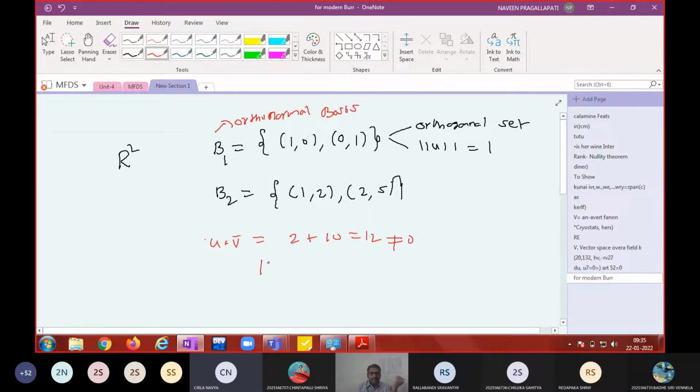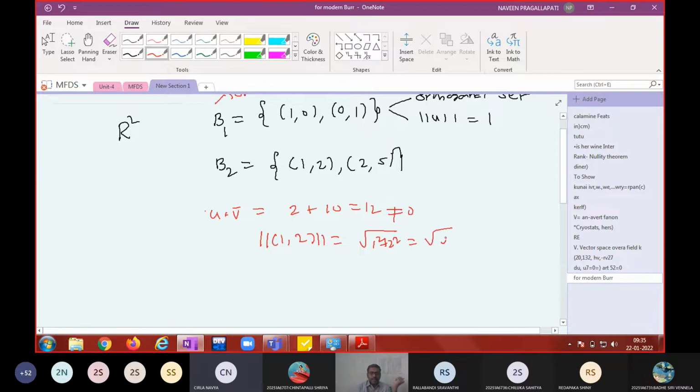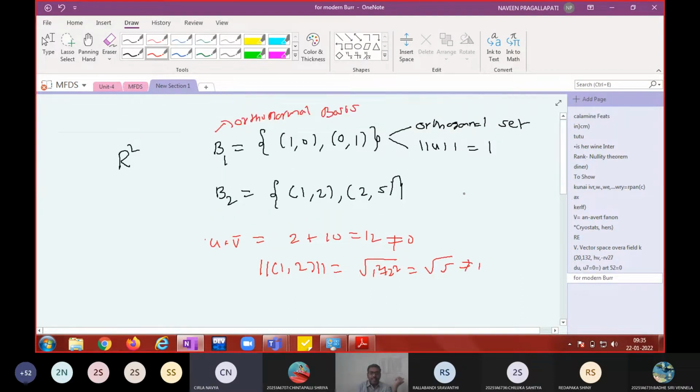Norm of u, which is (1, 2). Norm of (1, 2) is root of 1 square plus 2 square, with respect to the usual dot product. So this is root 5, not equal to 1. So it is just a basis. This is just a basis, but not an orthogonal basis, and not an orthonormal basis.